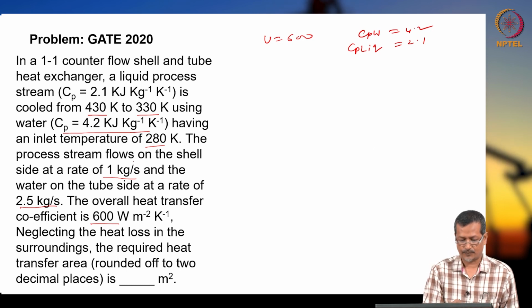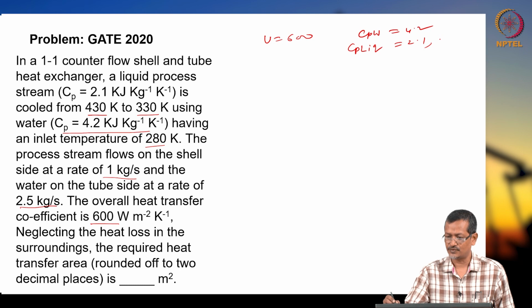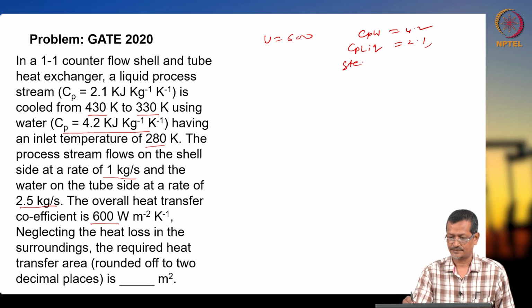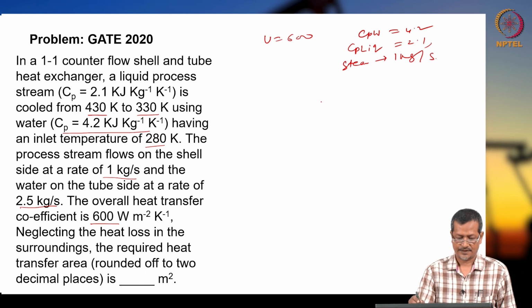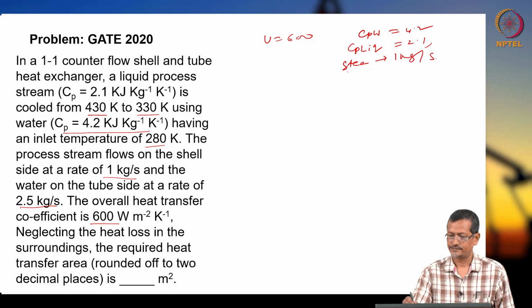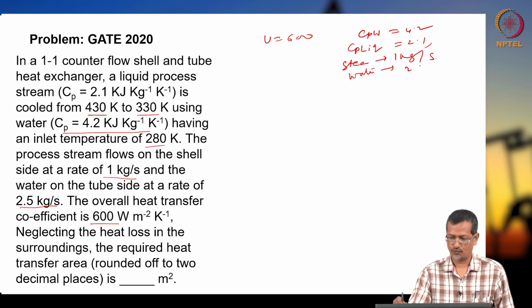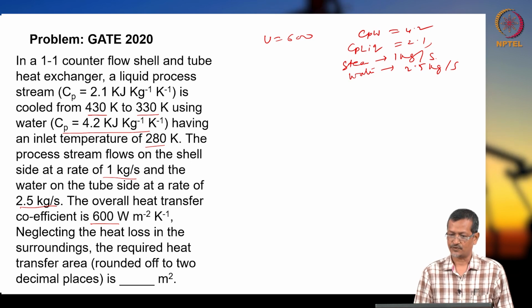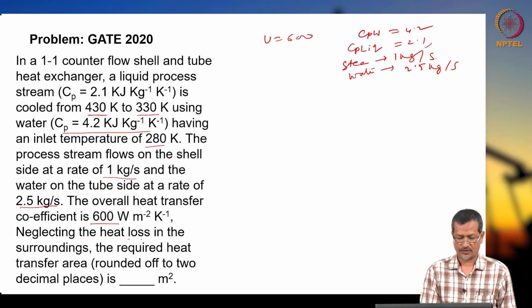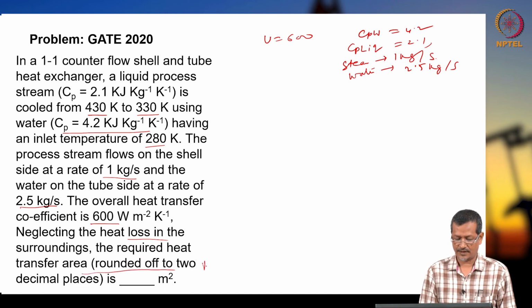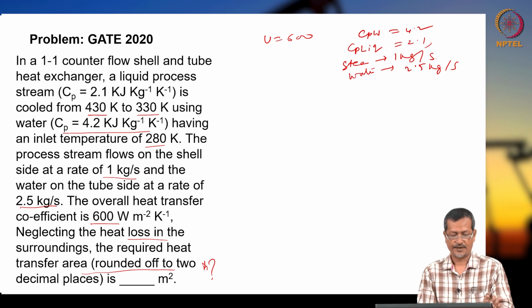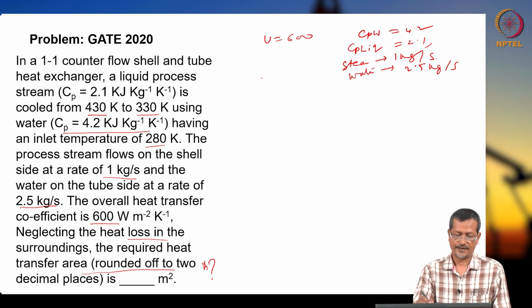Then the process stream flows 1 kg per second and water flows 2.5 kg per second. Overall heat transfer coefficient is given. Now neglecting heat loss to the surroundings, required heat transfer area you have to calculate. So A you have to calculate actually. So in that case, heat gain equals heat loss.